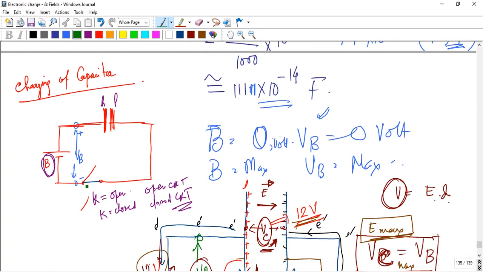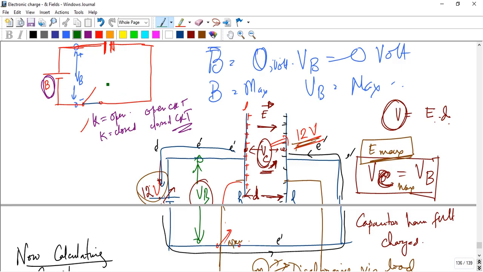Now, how to charge the capacitor? Before connecting the battery, these two plates are neutral, with no charge. After connecting the battery, a potential difference is created because electrons move in that direction, so we get positive here and negative there. This plate is now the positive plate and this plate is the negative plate, and some electric field is generated.